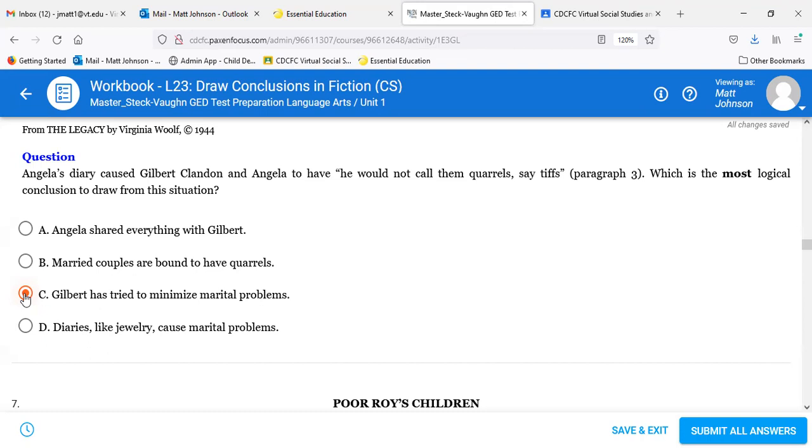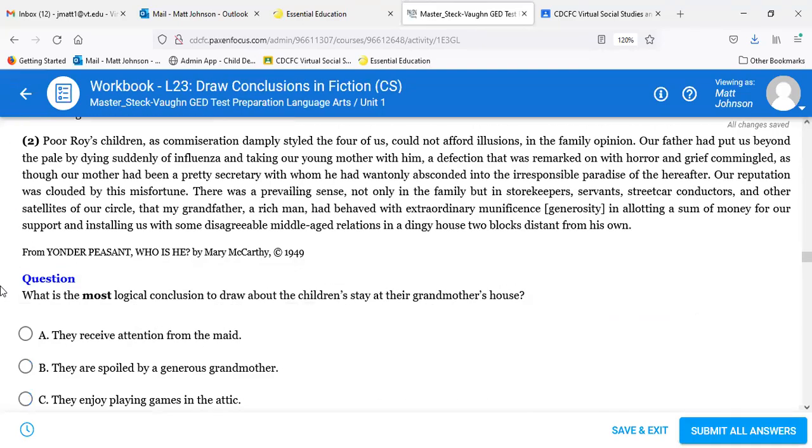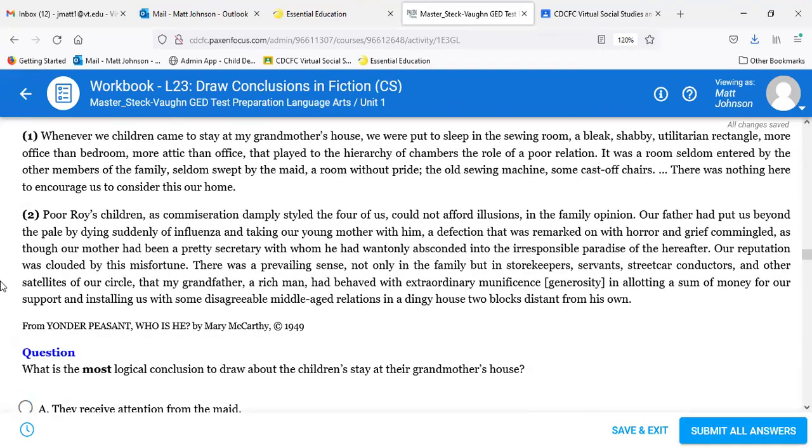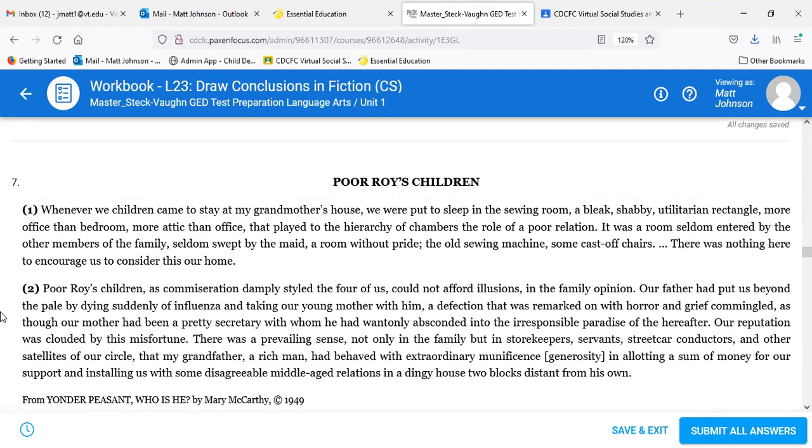You could draw conclusions that he is trying to minimize any marital problems. Maybe he might be part of the problem by not seeing larger issues, and he's undermining maybe his own marriage by not thinking that they have more serious problems than they do. So yeah, he's trying to minimize marital problems there. So 6 is C, and we have a new passage here. Etta, go ahead and read the first paragraph for us.